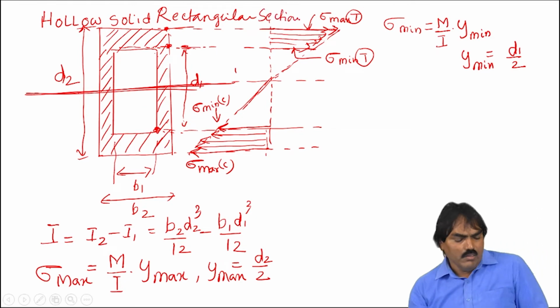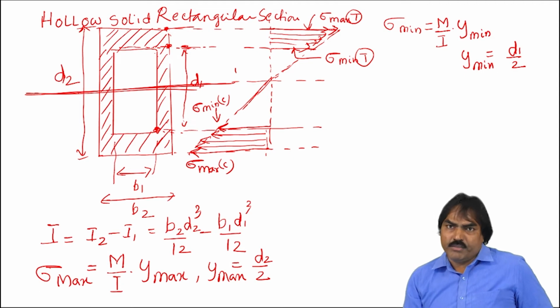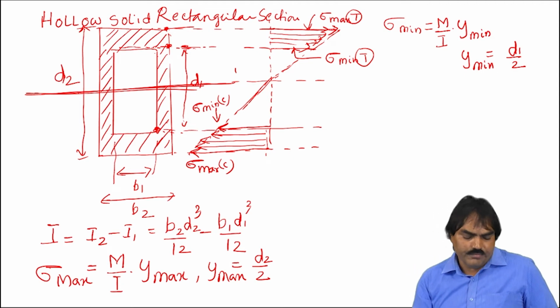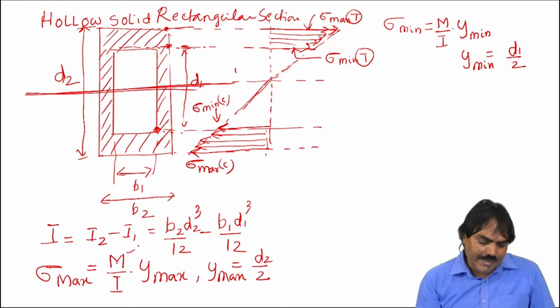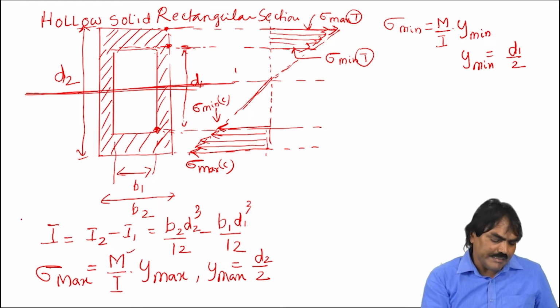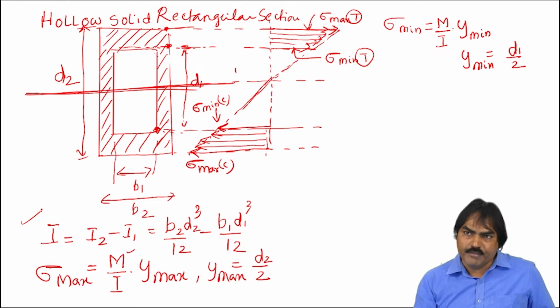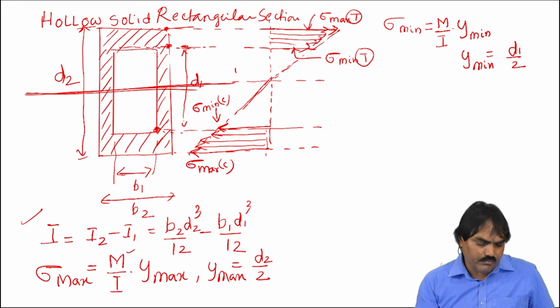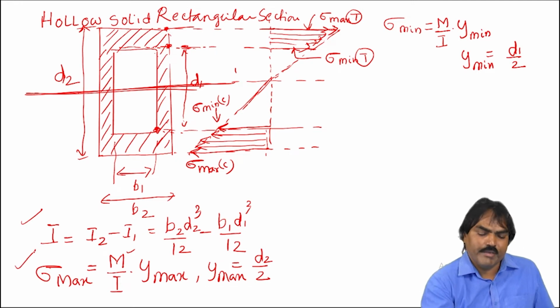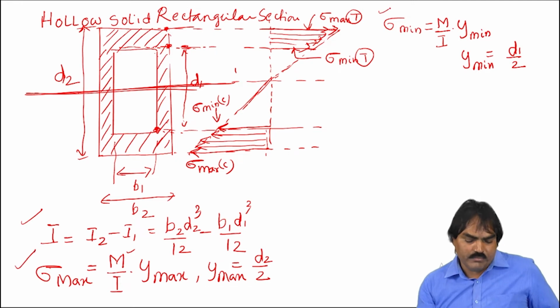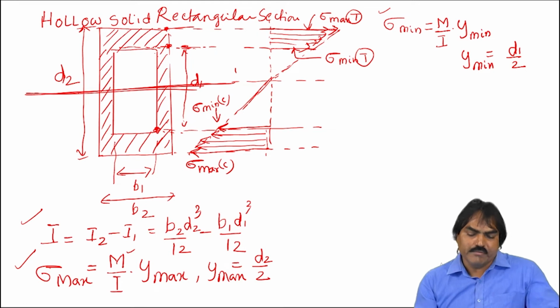So when a hollow rectangular section is subjected to complex loading, first we have to find out the bending moment M. Then by using this equation, we can find the moment of inertia about the neutral axis. Then we can find out maximum bending stress and we can find out minimum bending stress, by using these values.